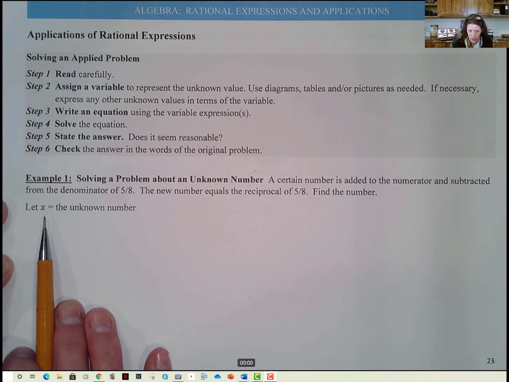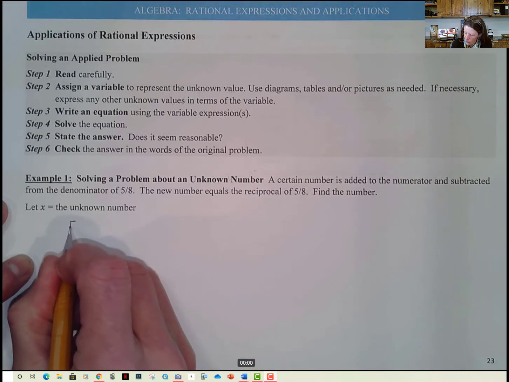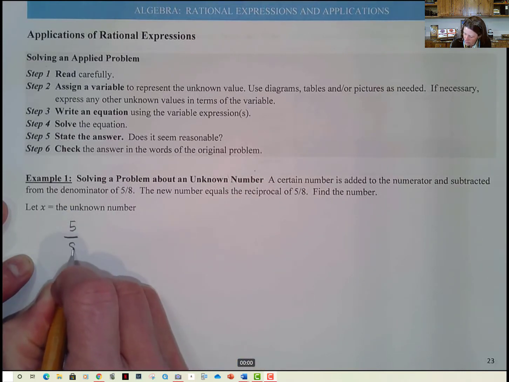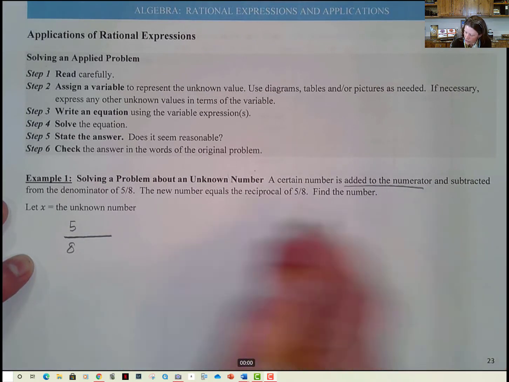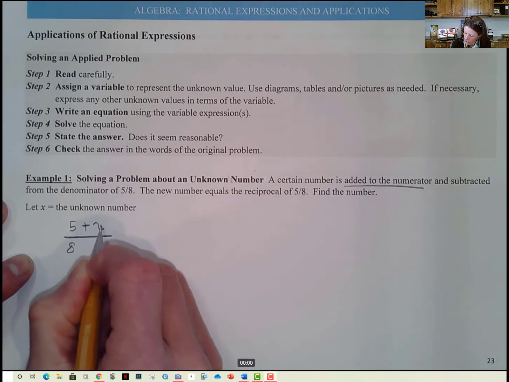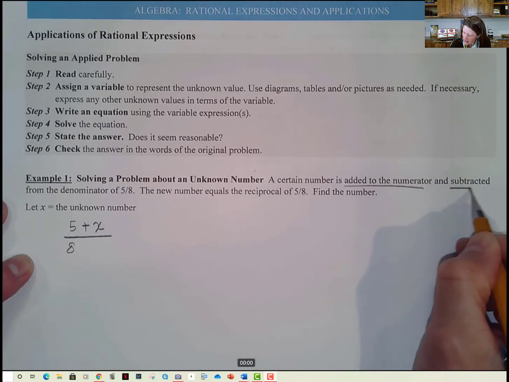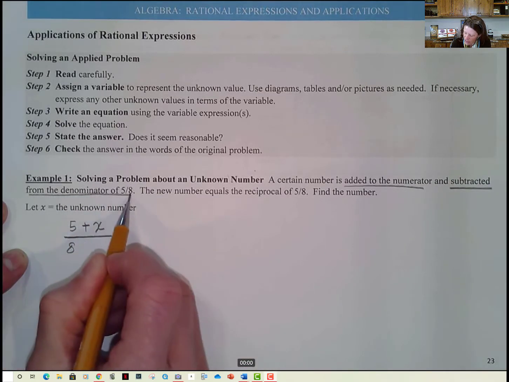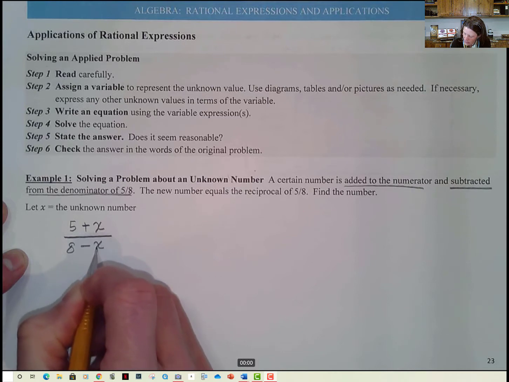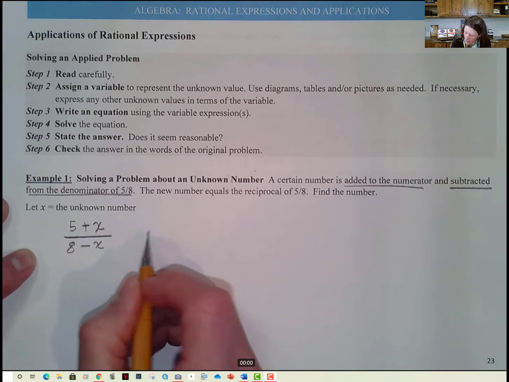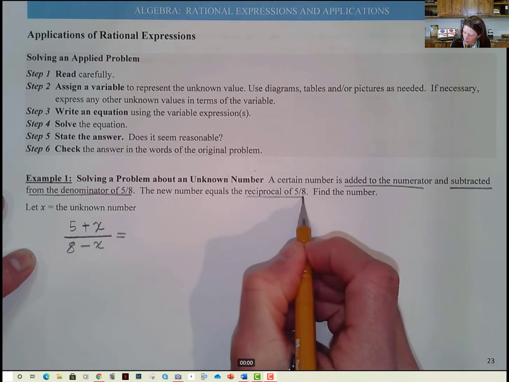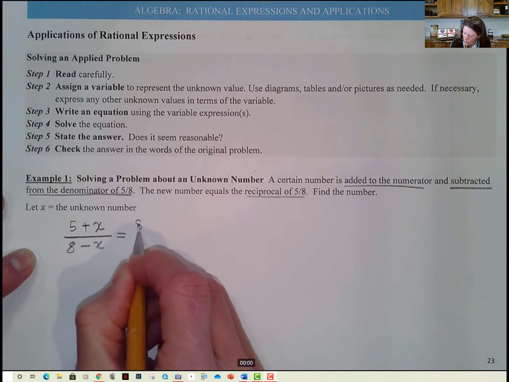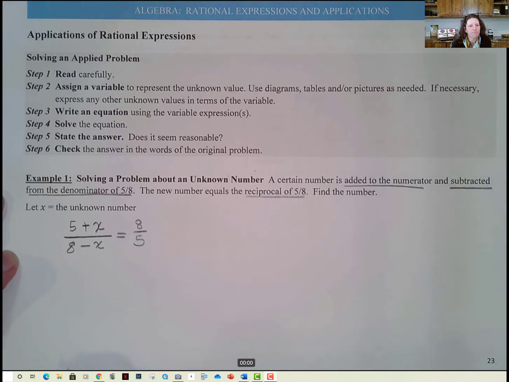Now let's write an equation. We're starting with the fraction 5/8, and we know that a certain number is added to the numerator. So in the numerator we add x, and it is subtracted from the denominator. So 8 minus x in the denominator, and we know that this new number equals the reciprocal of 5/8, which is 8/5. Now let's solve our equation.